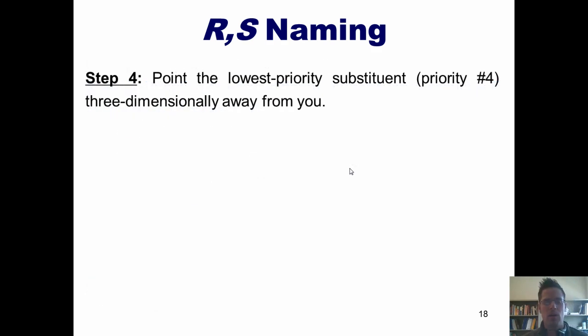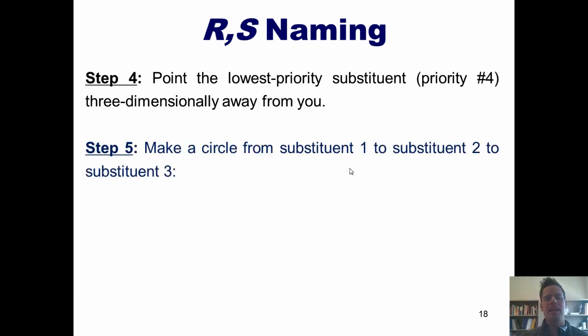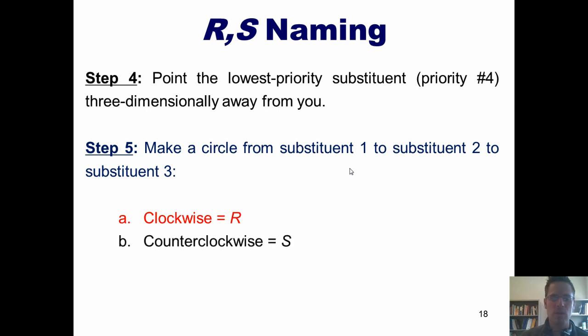In step 4, you have to three-dimensionally point the lowest priority substituent, that is priority group number 4, away from you. Now, for people who are new at this, it's often very helpful for you to build a three-dimensional model so that you can hold it in your hands and see. Step 5, make a circle going from substituent 1 to 2 to 3. If that circle ends up being clockwise, then that is an R stereocenter. If it ends up being counterclockwise, then it is an S stereocenter.